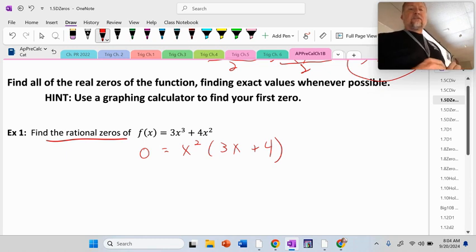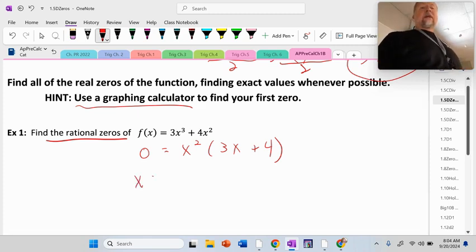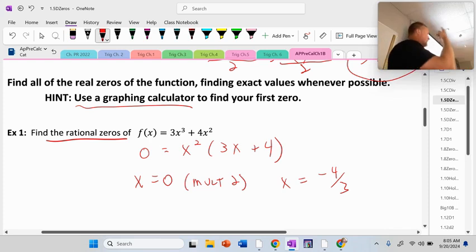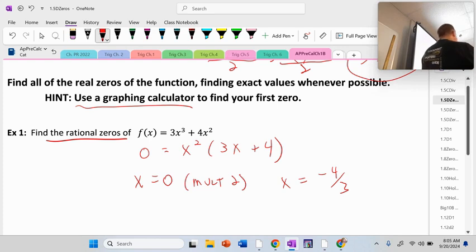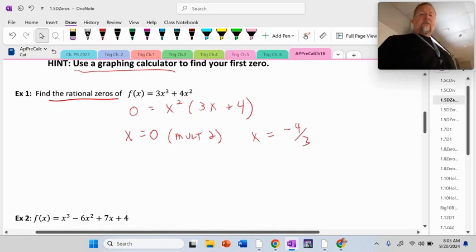Okay, find all the real zeros of the function, find exact whenever possible, and then later, this is when we're going to use our graphing calculator to help identify some things. All right, so we got x equals 0, and that's going to be a multiplicity 2. And then x equals, subtract 4, divide by 3. We got to be able to do that just thinking about setting that equal to 0. What are my next steps? Subtract 4, divide by 3. All right. We should know these basic solving skills.